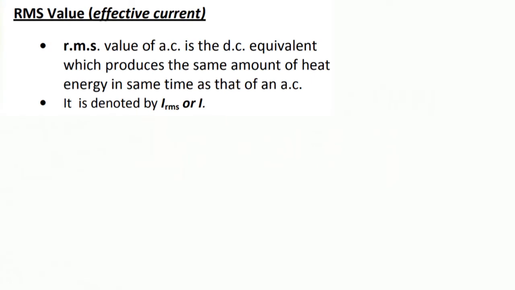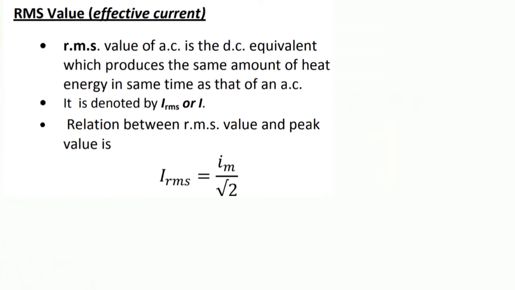RMS value. RMS value of alternating current is the DC equivalent which produces the same amount of heat energy in the same time as that of an AC. It is denoted by IRMS or I.